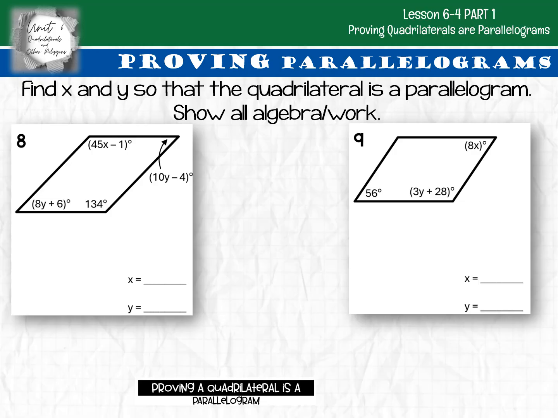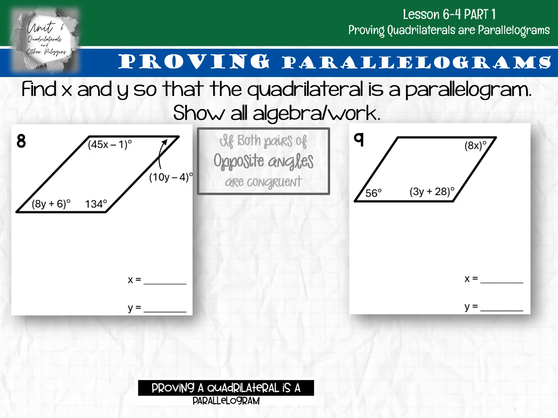More examples. So we are to find x and y again. That's going to force a quadrilateral to be a parallelogram. Let's look at our variables. It looks like both y expressions are opposite each other, so those angles are going to have to be equal. And then the expression 45x minus 1 is opposite the 134. So let's go with that first. Both pairs of opposite angles congruent. So 45x minus 1 is 134.